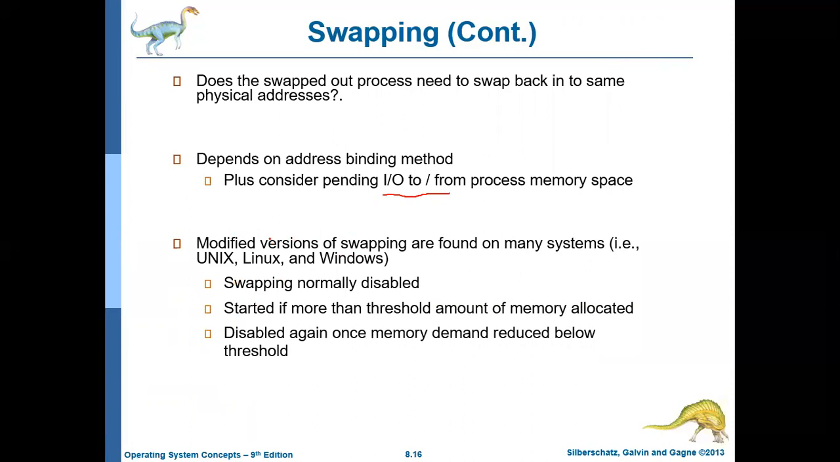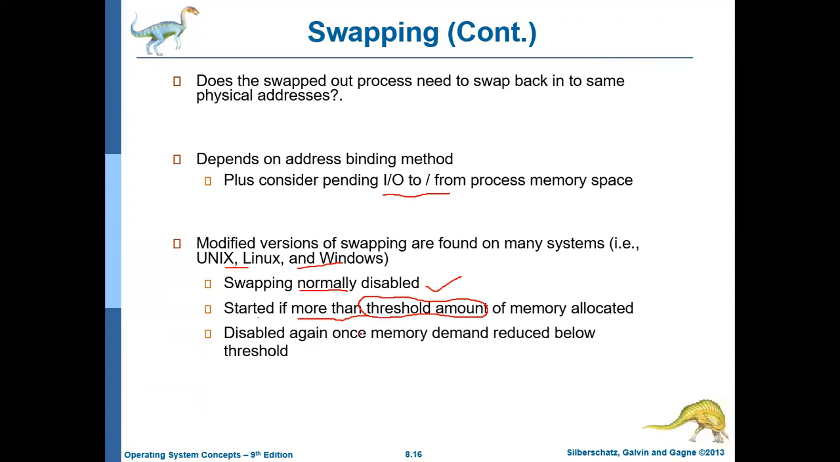In the modified versions of many operating systems like Unix, Linux, and Windows, swapping is normally disabled, because it is a time-consuming task. So it is not always disabled, but normally it is. Swapping will be done only if the memory occupied by the processes exceeds a certain threshold amount.